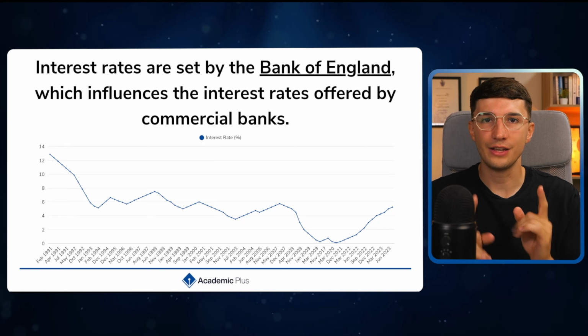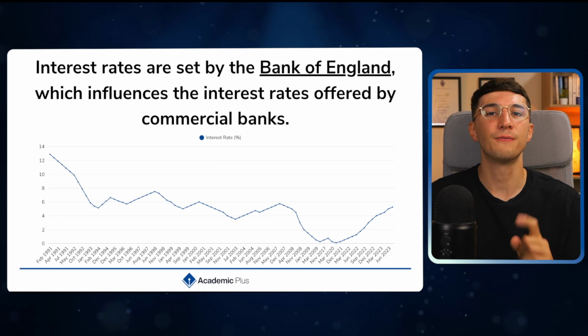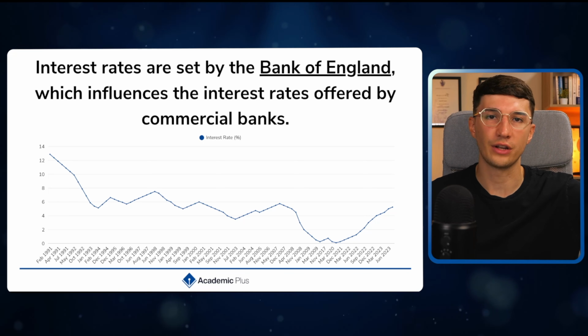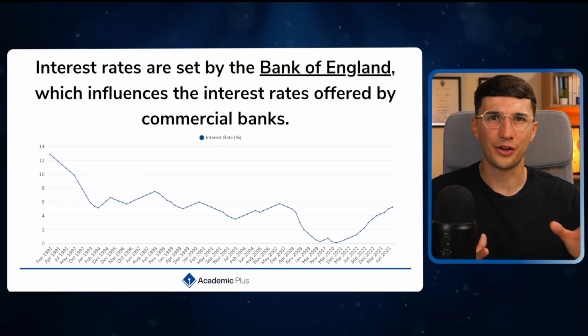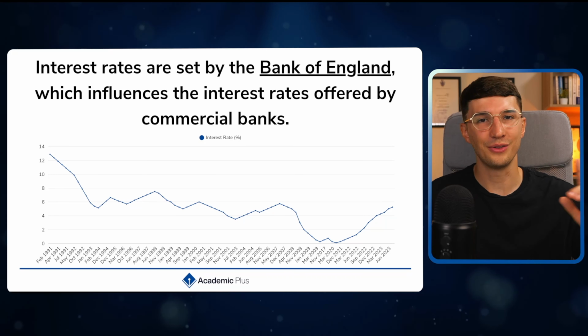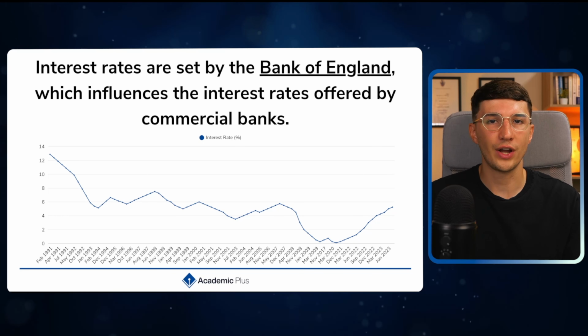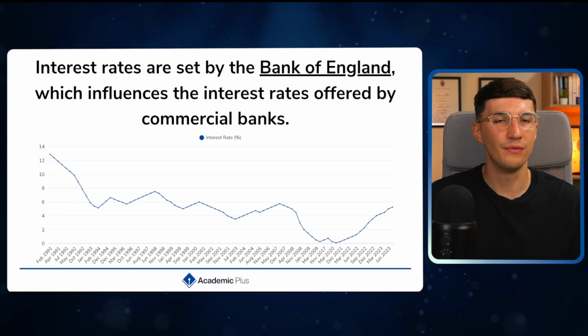And the interest rates that your bank will set, which is normally a commercial bank, is going to be heavily influenced by what the Bank of England's interest rates are. The Bank of England is like a bank for banks. So when the commercial banks need to borrow money, they go to the Bank of England to do so. And the Bank of England changes its interest rate depending on what the level of inflation is.